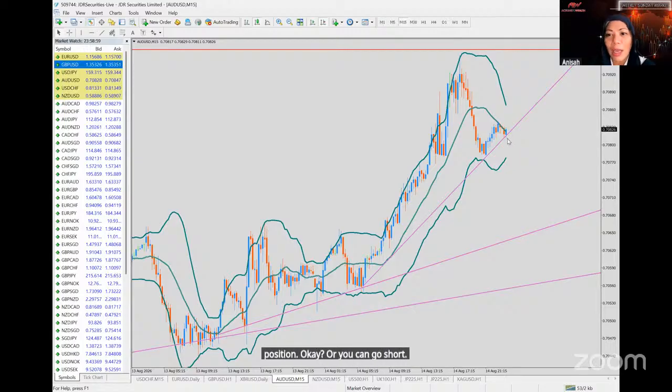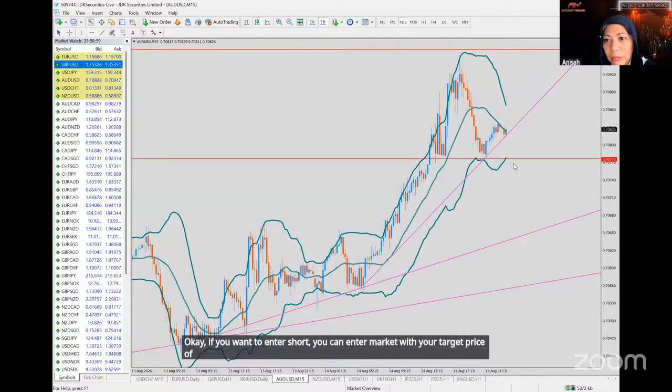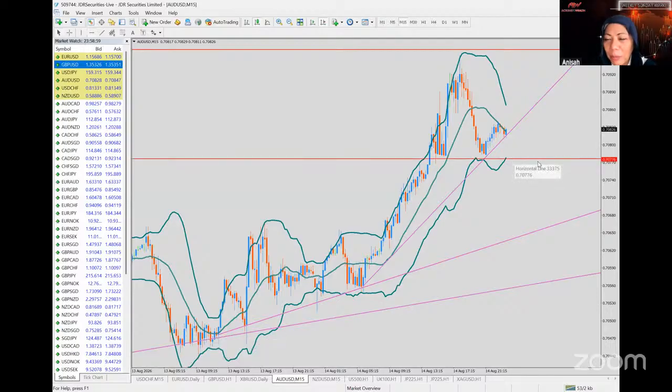If you want to enter short, you can enter market with your target price of the lower BB line, or 0.70776. Okay, if you want to go short.